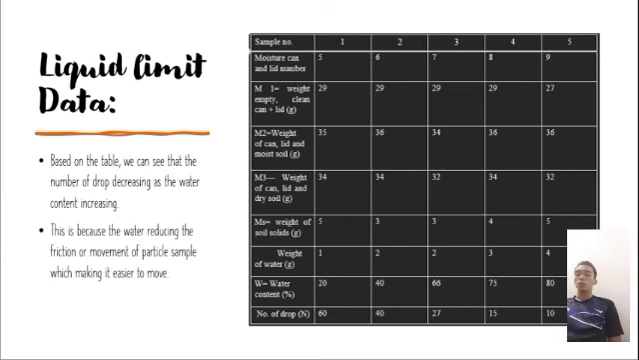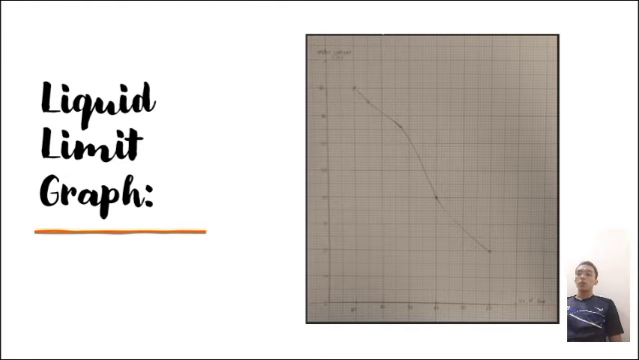Now we move to the calculation and data. For the liquid limit, the water content for the first test is 20%, second 40%, third 66%, fourth 75%, and fifth 80%. From the liquid limit chart, we can determine that the liquid limit is 67% at 25 number of drops.